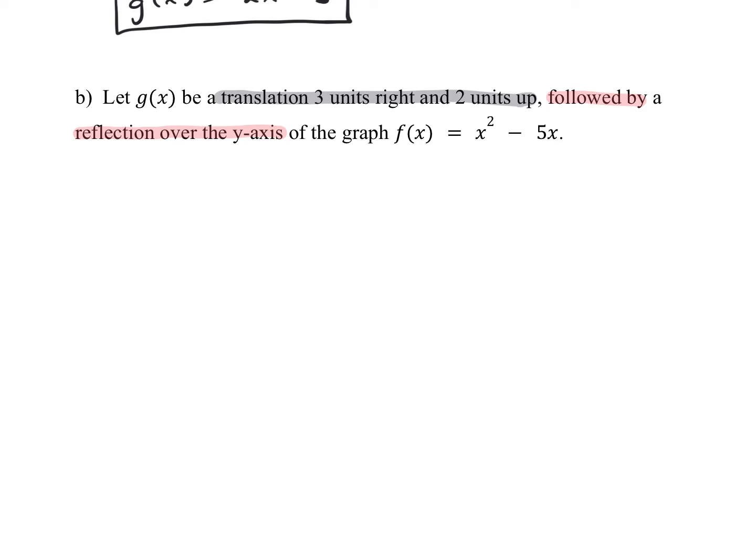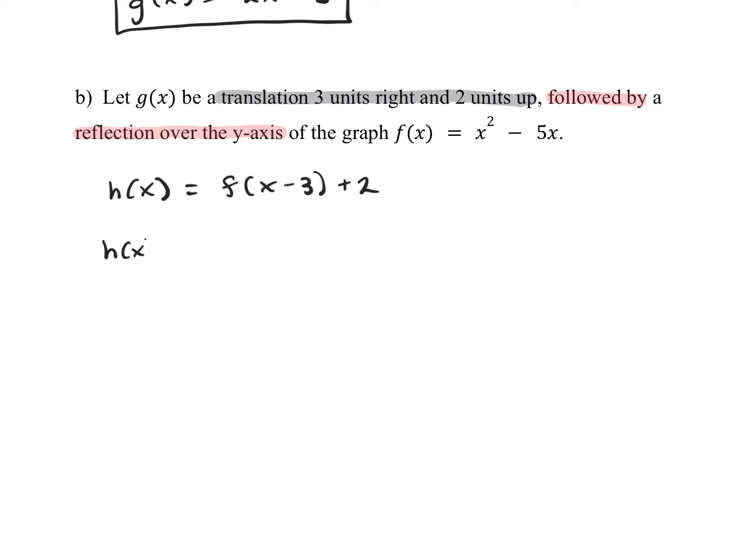So I'm going to do this in 2 steps again. I'm going to call h of x that first round of transformations. So since it's a translation 3 units right, that would be f of x minus 3. That would transform f of x 3 units to the right and then 2 units up. So then plus 2. So this is essentially saying wherever I see an x, I'm going to replace it with x minus 3, and then at the very end, I'm going to add 2.